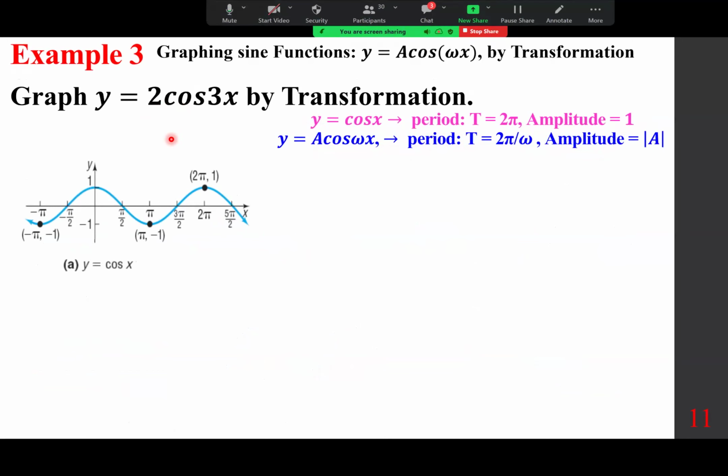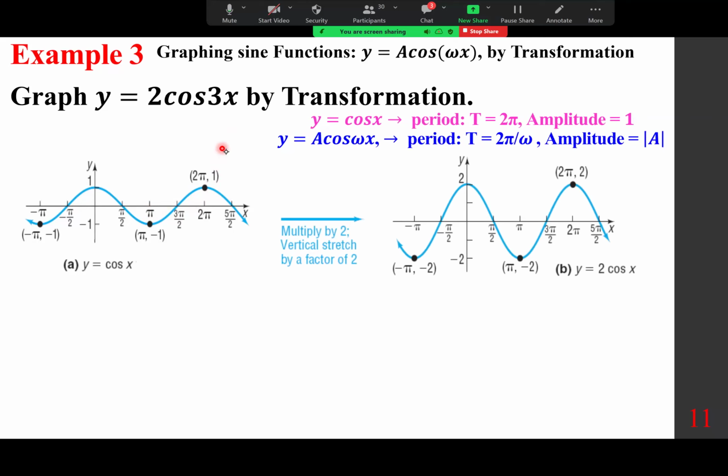We're going to multiply it by 2, which means it's going to have a vertical stretch of 2. It's going to have y coordinates that double up. So for example, here is 0, 1. Now this is pi, -1. It's pi, -2, and the rest. So that's the effect of the number 2. That's the effect of the amplitude. The amplitude is 2.